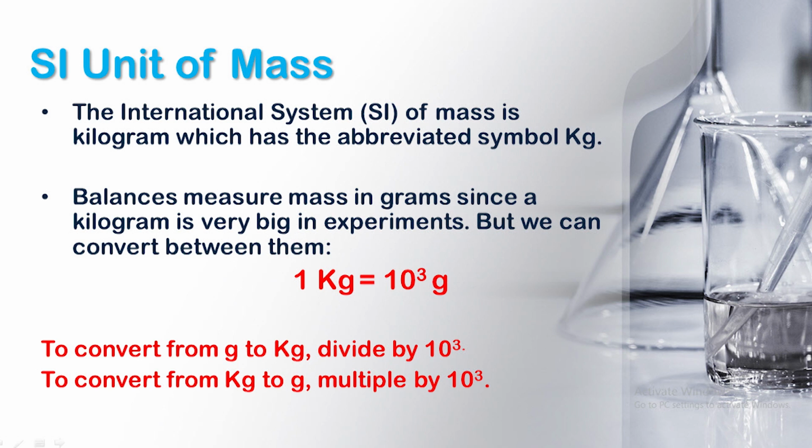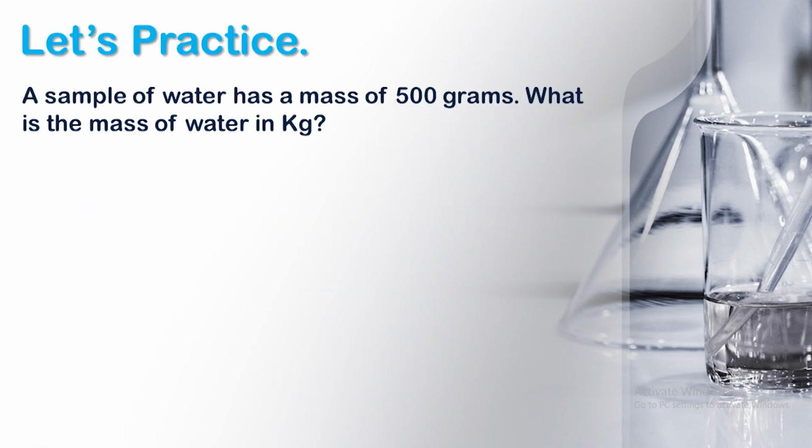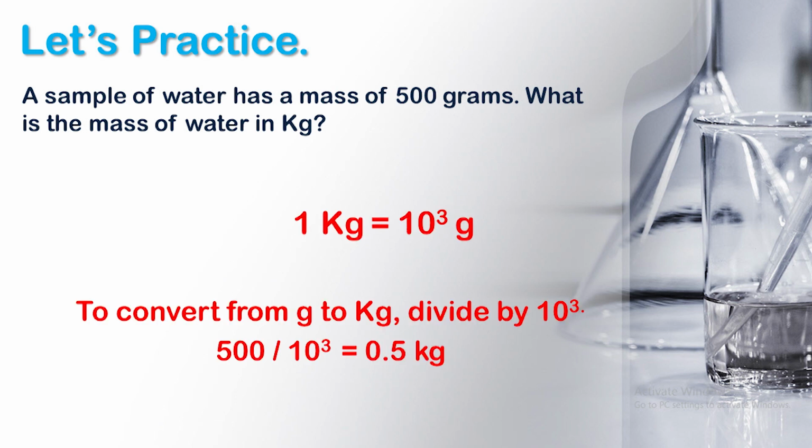Accordingly, in order to convert from kilograms to grams, we'll multiply by 10 to the power 3. Oppositely, in order to convert from grams to kilograms, we divide by 10 to the power 3. Let's practice. A sample of water has a mass of 500 grams. What is the mass of water in kilograms? In order to convert from grams to kilograms, we divide by 10 to the power 3. Accordingly, we have to move the point 3 digits backward, and then the answer will be 0.5 kilograms.